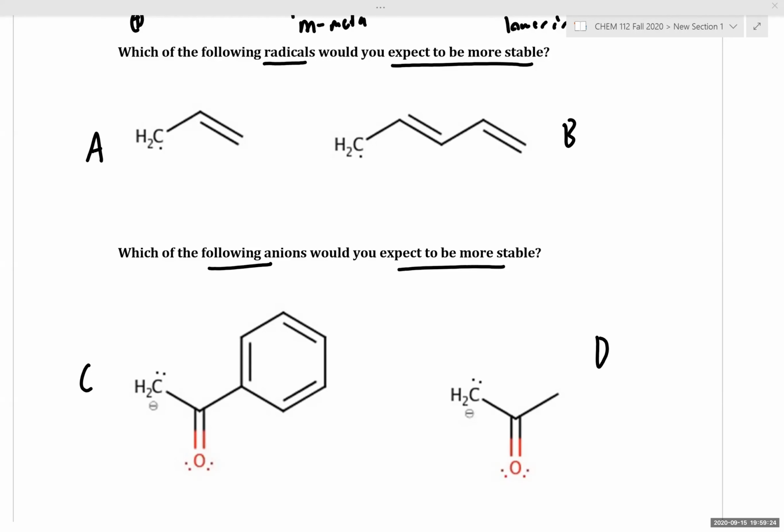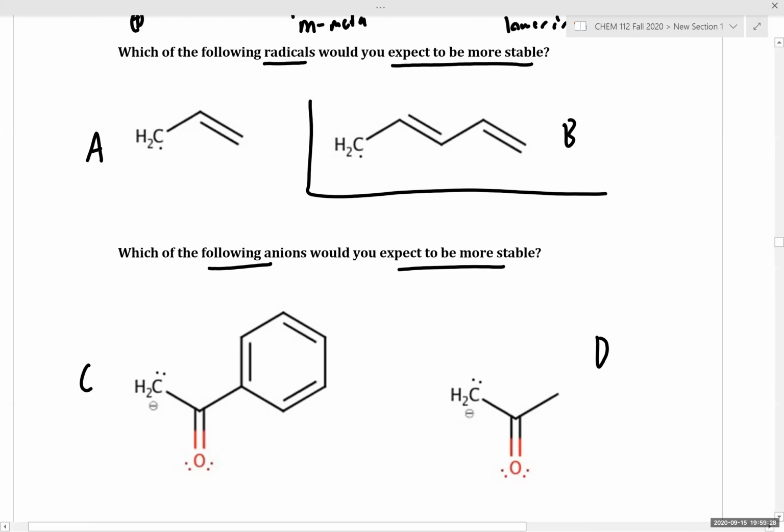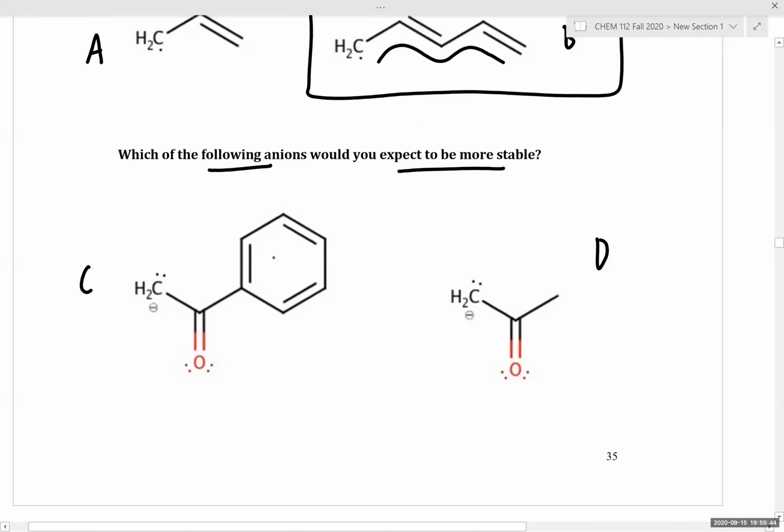We see a nice pool of responses, so let's discuss. Everyone's correct. B is definitely the more stable radical because we're able to delocalize our electron density over more atoms. For the anion example, you're correct in noting that we have a conjugated aromatic system. And this aromatic system in turn stabilizes our ketone, which in turn stabilizes our entire molecule. So we have a highly conjugated system resulting in a lower energy anion.